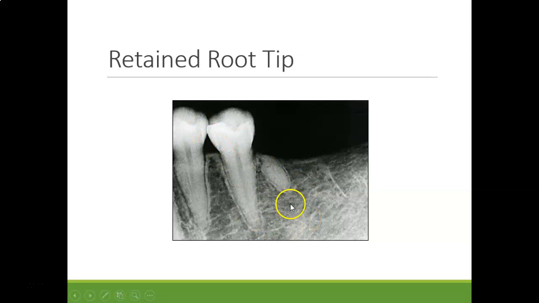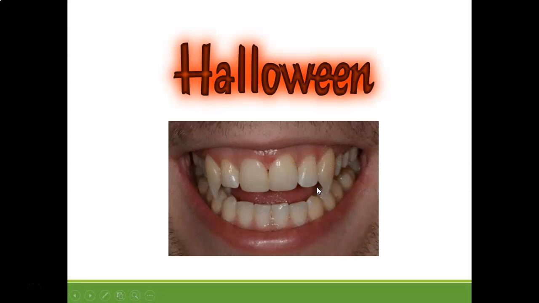Retained root tip. So someone had an extraction and the root broke off and the doctor didn't know and they just left it. So generally speaking, it's most often with molars missing. And then if you take an x-ray and there's a little floating root tip, oftentimes it doesn't have a problem unless it migrates to the top or gets a little infection around it or something.